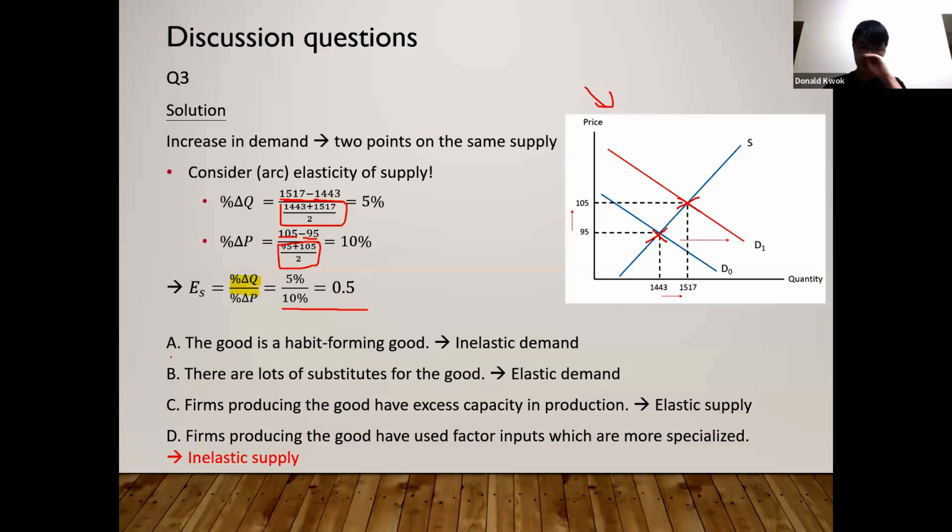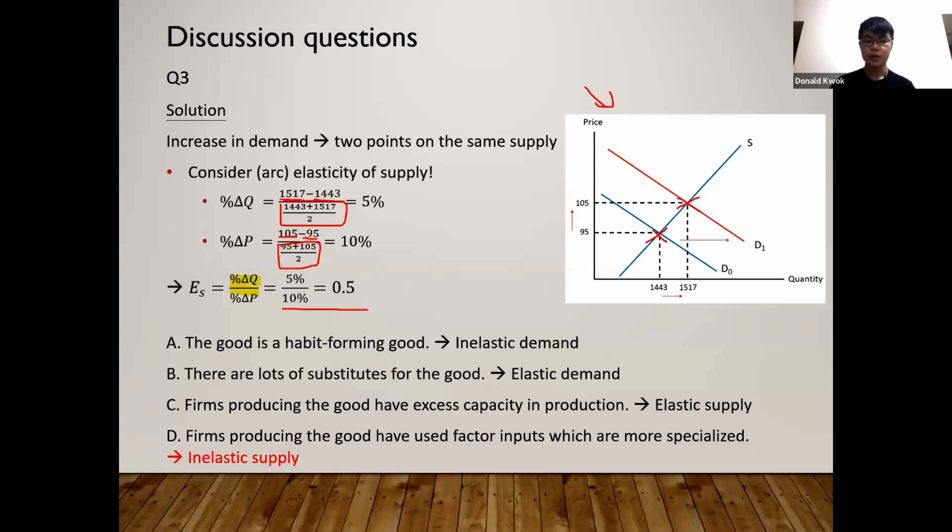So A, the good is a habit-forming good. So this is actually about the consumption side. And imagine the example of cigarettes, right? If you're consuming cigarettes, you're addicted to it. So you have a habit of consuming cigarettes. Even when there's a huge increase in price, you still would consume the cigarettes because you're addicted to them. So this is reflecting an inelastic demand.